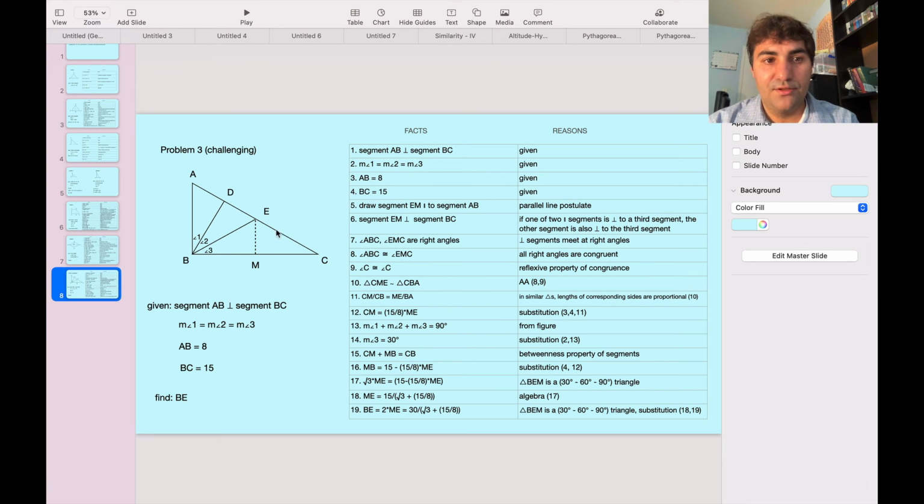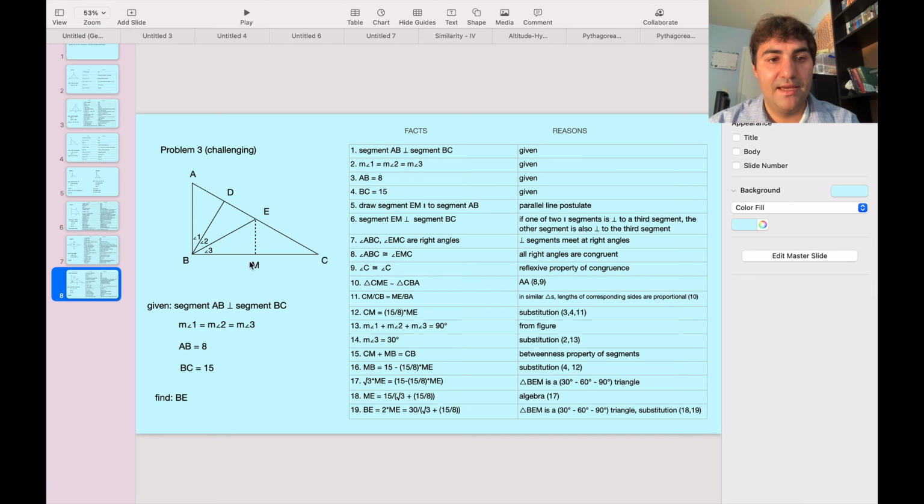So there's a trick to this problem. You have to draw segment EM and then work from there. So let's try it. I'm going to draw segment EM parallel to segment AB. And we can do that because of the parallel line postulate, right? We can draw a parallel line, hence a segment, through E that's parallel to AB, and that intersects at point M with segment BC.